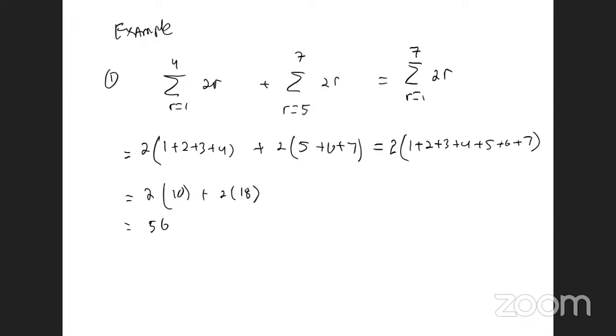Anybody writing online? Try this example here for me: the summation of R going from 1 to 3 of 4R plus the summation of R going from 3 to 5 of the same 4R. Work it out and see if we can write it as a summation.